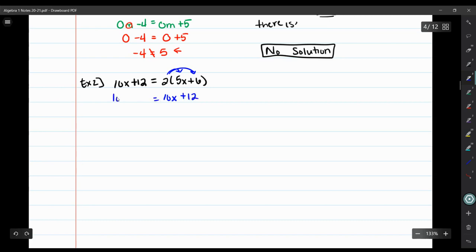And then the left-hand side is going to drop. Some of you can see a pattern already, but we're going to continue. The next step would be to move your variables to one side. So again, I have 10x on the left, 10x on the right.